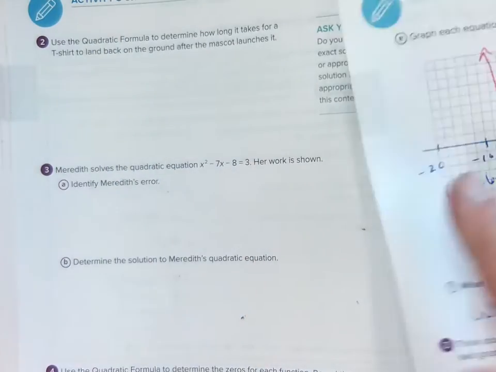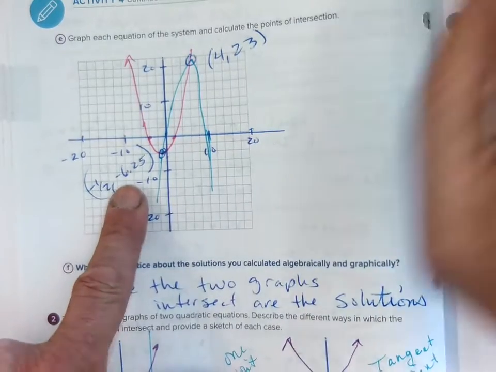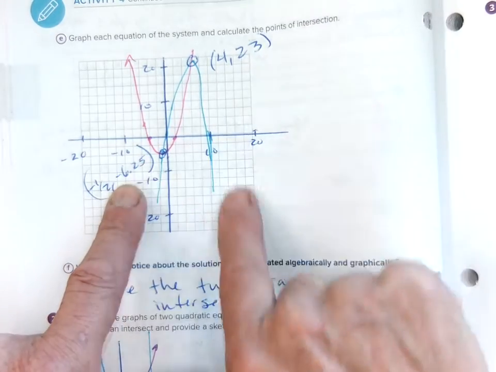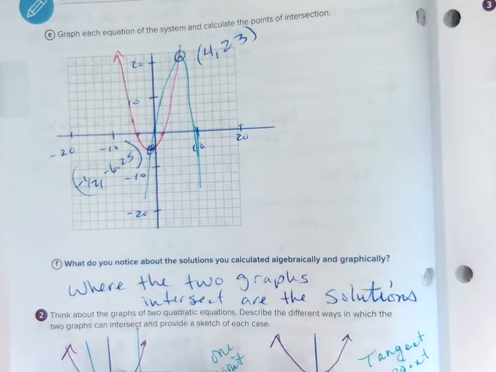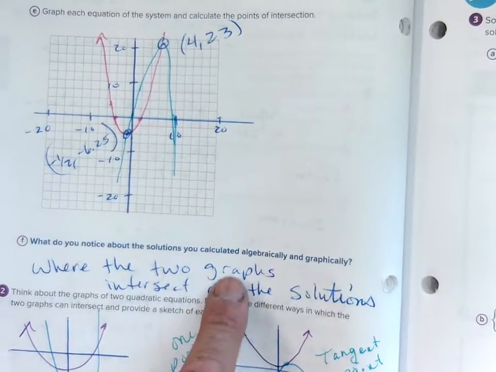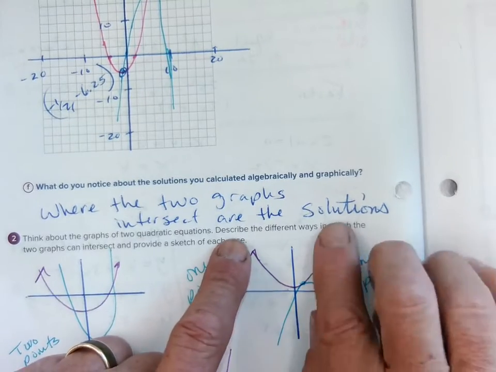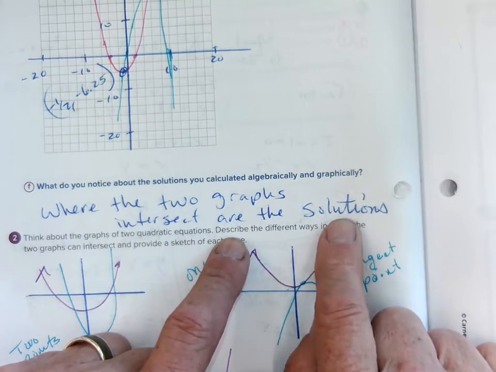Okay, so I made a sketch of my graphs. I have my points of intersection. I have my two graphs roughly sketched. And so then, the book asks, what do you notice about the solutions you calculated algebraically and graphically? Well, where the two graphs intersect is basically the solution algebraically, okay?